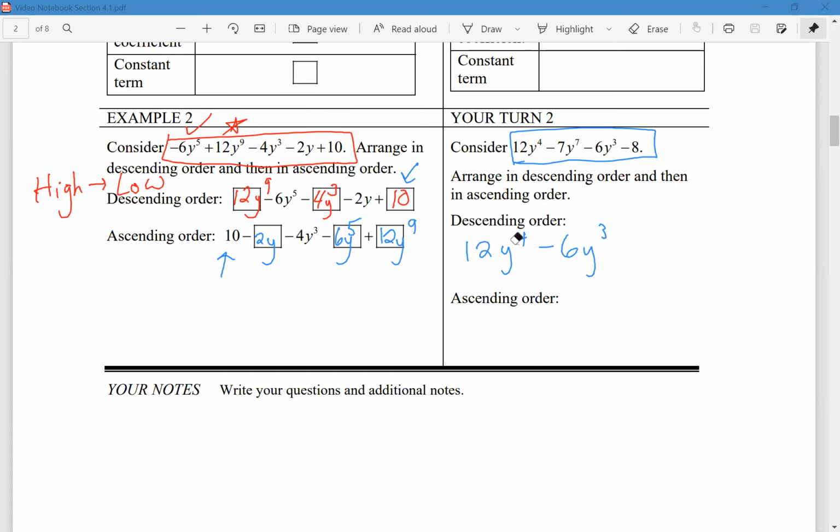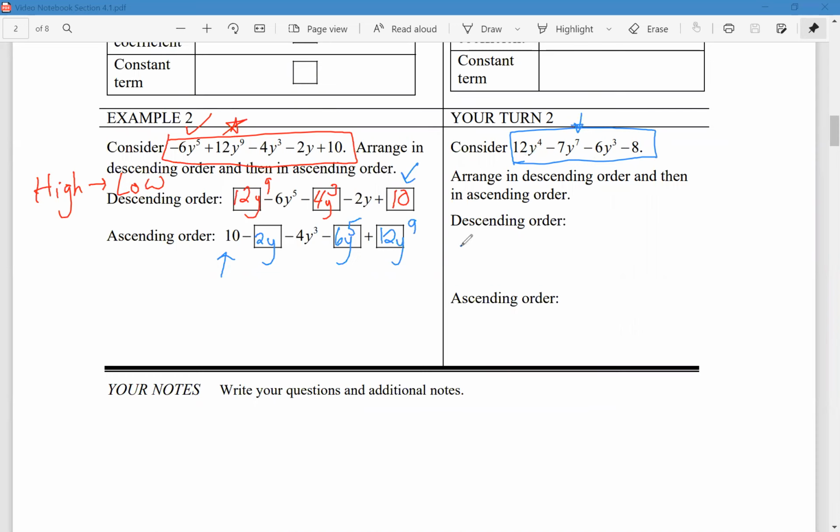I need to slow down and be more careful. My mistake. Let's slow down. I thought 12y to the 4th had the highest degree, but I was wrong. The highest degree actually is this 7. So let's slow down. What is the degree of each term? 4, 7, 3, and 0.